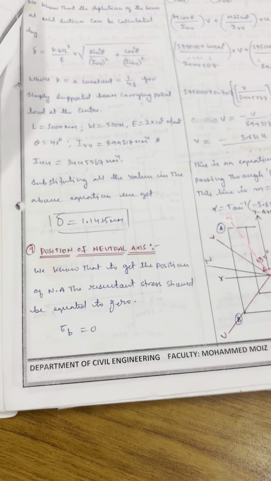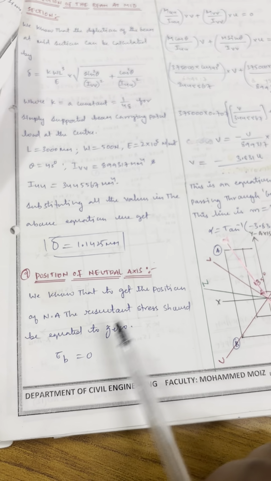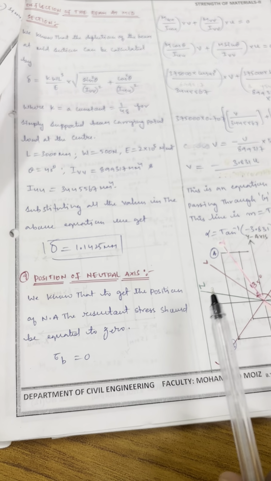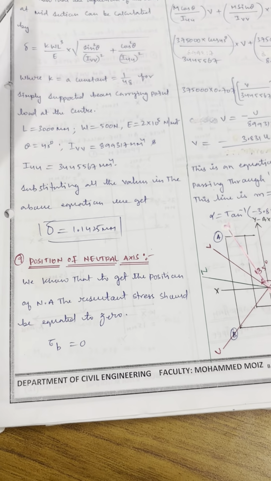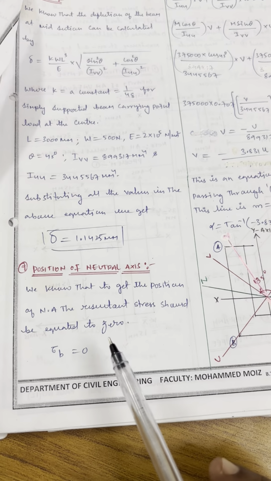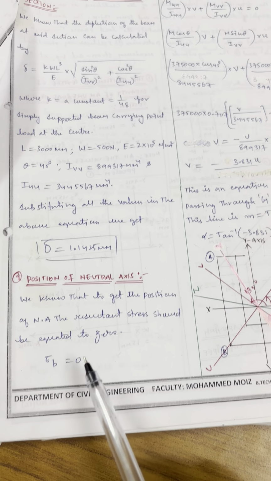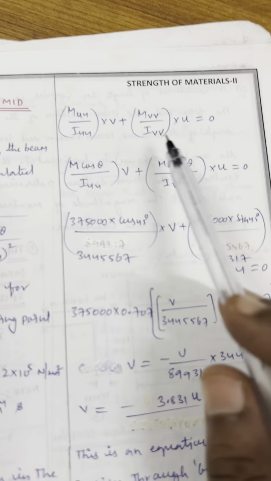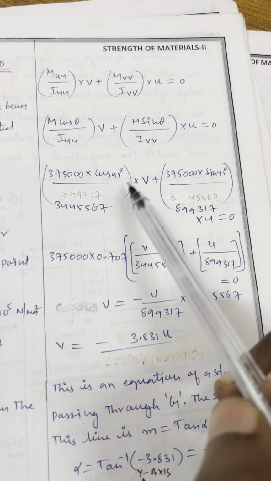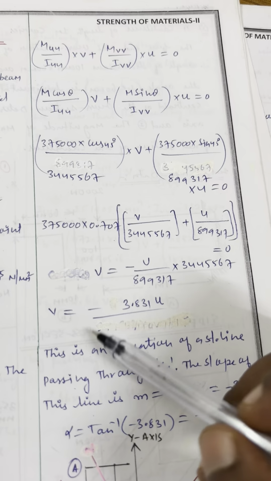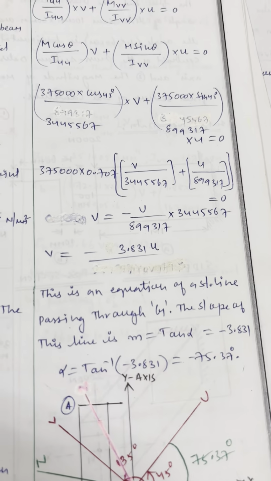Now what is the position of the neutral axis? We know that to get the position of the neutral axis, the resultant stress should be equated to 0. So what is the resultant stress here? The formula, you know that this is a formula, right? This should be equal to 0. So sigma equal to 0. When this is equated to 0, and you substitute M values and theta values, we will get the relation between V and U as minus 3.831.